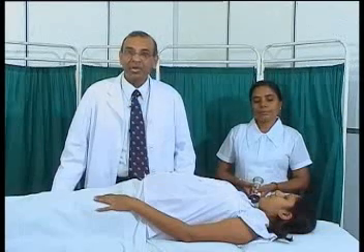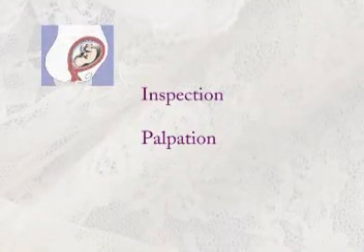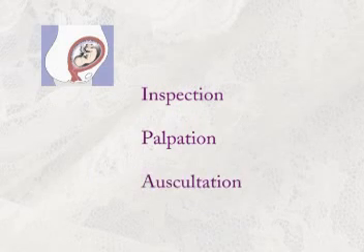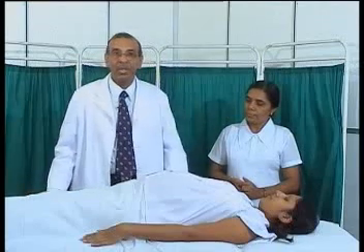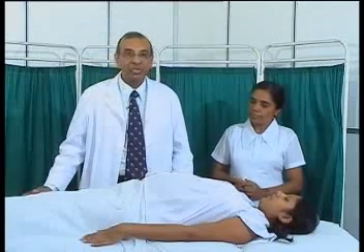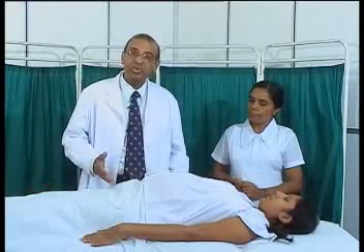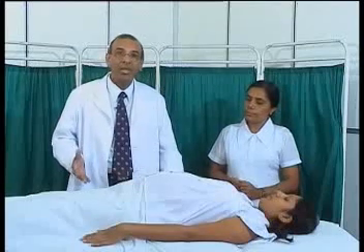In the first instance, the examination of the abdomen of a pregnant woman follows the same general principles of abdominal examination, which is an inspection followed by palpation and then auscultation. Firstly, the patient is positioned properly, and you can see here she is in the recumbent position, and her arms are placed in a way that is comfortable for her. And then we need to expose the abdomen so that we can proceed with the examination.